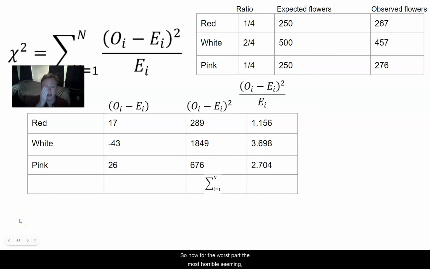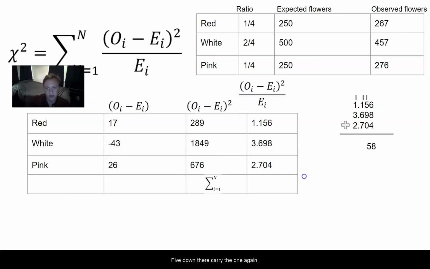And so now for the most horrible seeming part here, the sigma. How on earth do we run this sigma calculation? Well, we just add these three numbers. So 6 and 8 and 4 is 18, put the 8 there, carry the 1. We'll put the 5 down there, carry the 1 again. And we wind up with 7.558. That's how you do a sigma. Sigma just means add all the stuff up. And so that's what we did. We just added these three numbers together. Okay, 7.558 is our chi-square value.